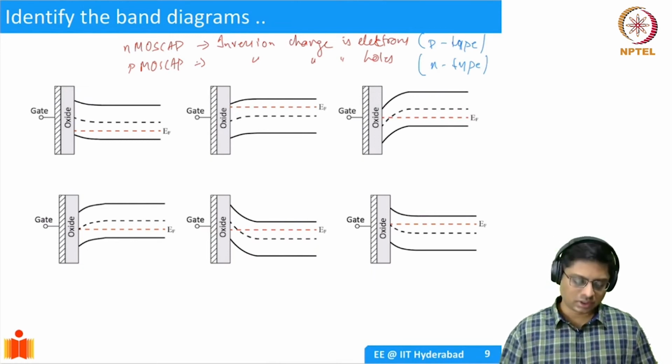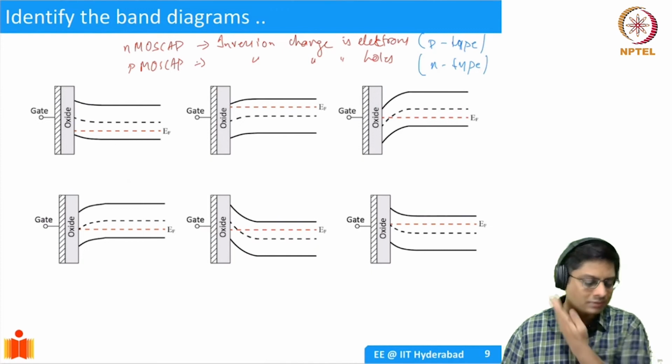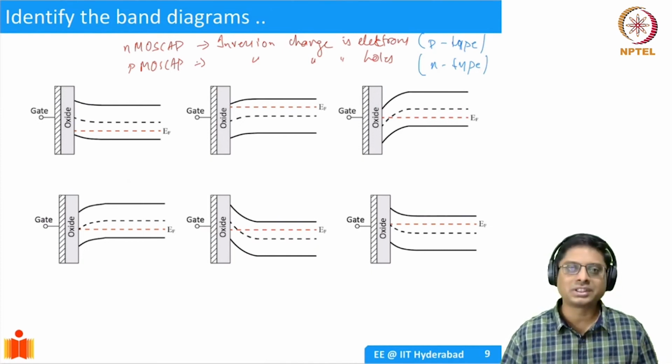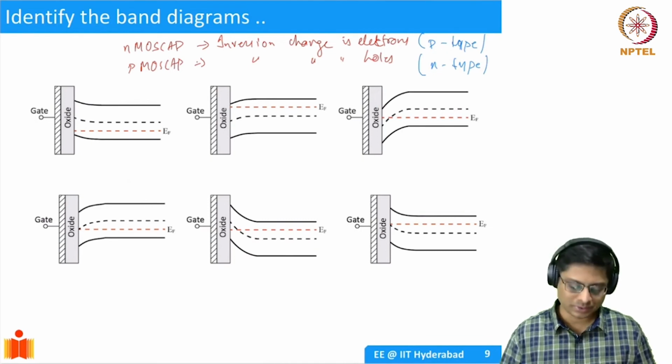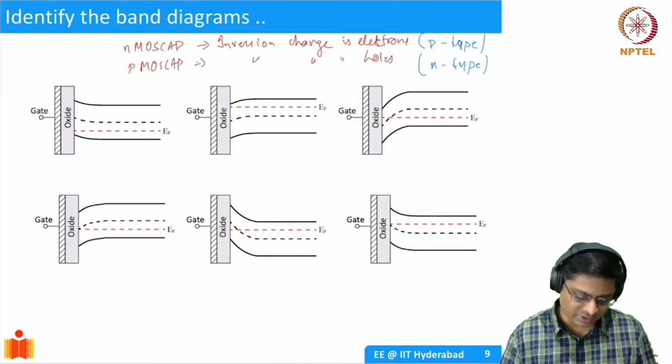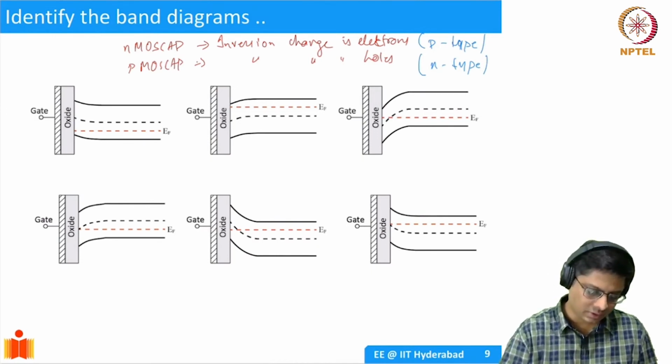All right. So now I have 6 band diagrams here, and we want to identify what the different regimes are. They are mixed up, they're not in a sequence. Let's see the first one.